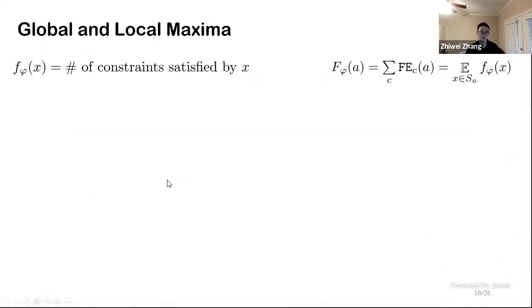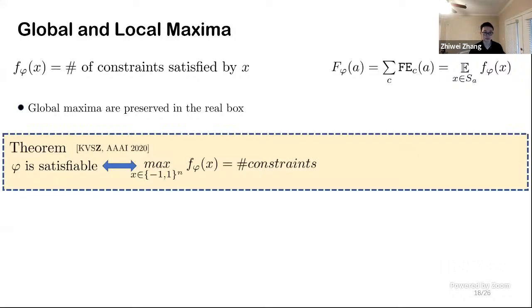The first thing I want to tell you here is about global and local maxima. Another contribution we made is to prove global maxima are all preserved in real vectors. So what do I mean by that? Let's first consider the scenario in discrete local search. In discrete local search, phi is satisfiable if and only if the maximum of the discrete objective value is the number of constraints.